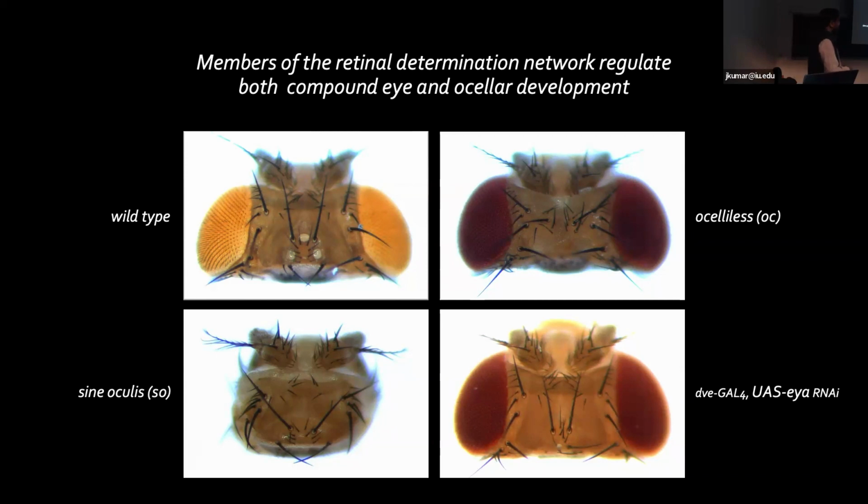So what we had done is we had taken an RNAi line that can be driven by a GAL4 driver that's expressed just within that ocellar region in the disc, and you can see that the 3 ocelli are actually missing. So the retinal determination network as a whole is required both in the compound eyes and the ocelli, and that's where our story will begin.